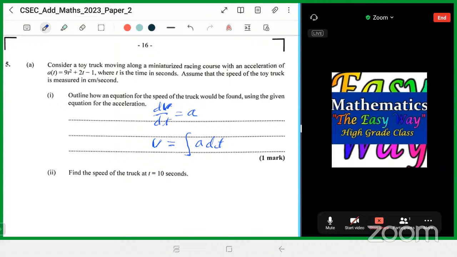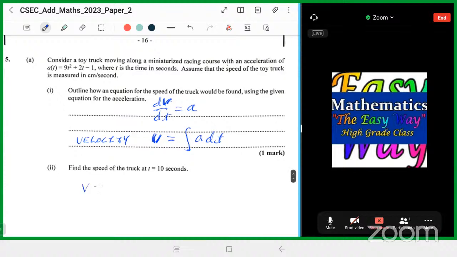Consider a toy truck moving along a miniature racing course with an acceleration of that, where t is time in seconds. I guess we're going to have to assume, but once you integrate without limits, this is velocity. I'm telling you, the velocity is equal to the integral of acceleration. So we're going to end up doing that. I want the speed when t is 10 seconds, the speed of the truck at t equals 10.